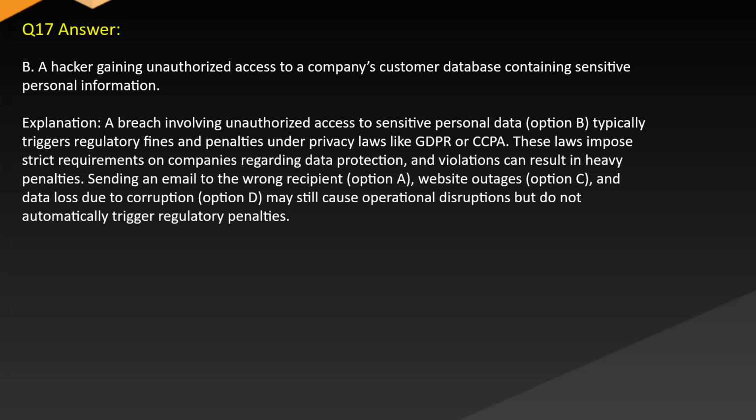Sending an email to the wrong recipient, option A, website outages, option C, and data loss due to corruption, option D, may still cause operational disruptions but do not automatically trigger regulatory penalties.